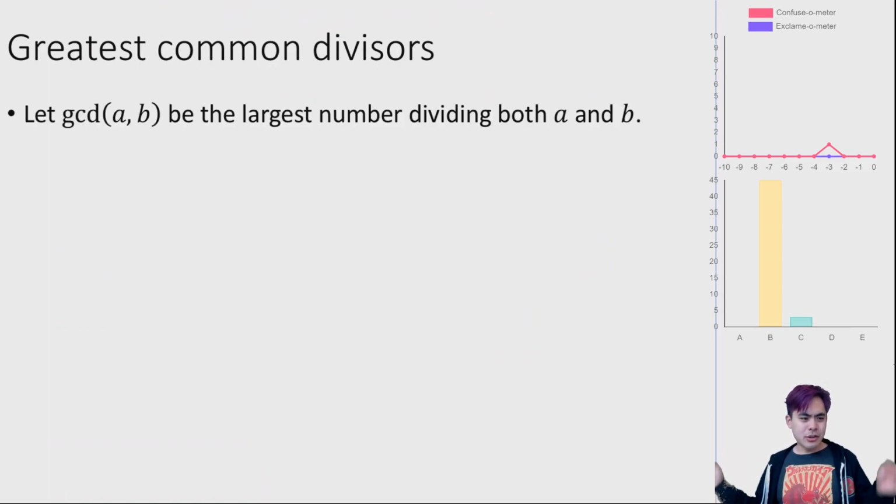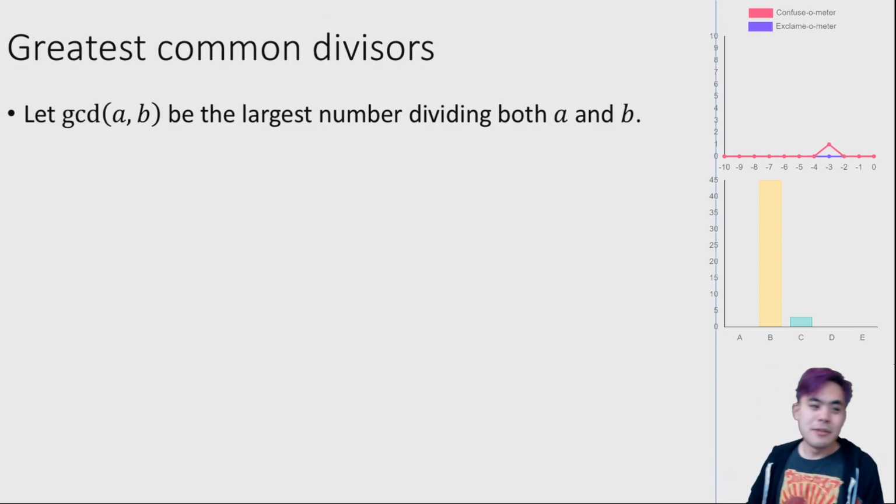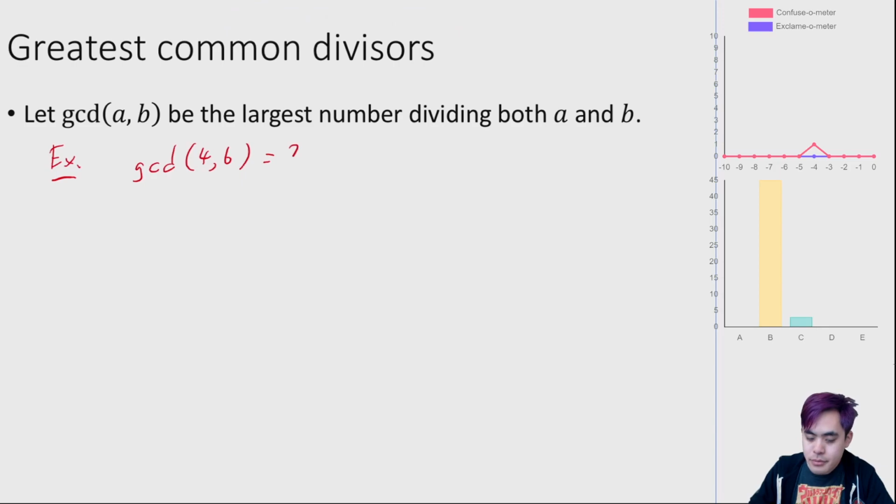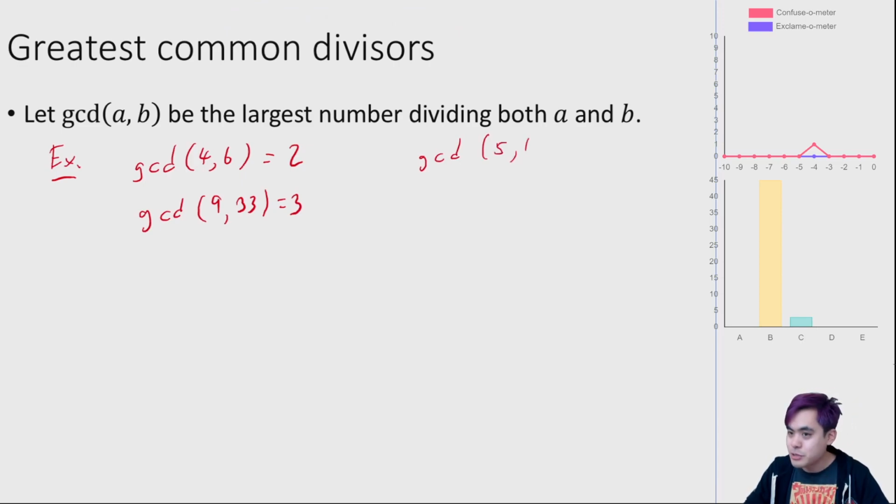Let GCD of A and B, the greatest common divisor, be the largest number dividing both A and B. As an example, the greatest common divisor of 4 and 6 is the biggest number that divides both of them, which is equal to 2. The greatest common divisor of 9 and 33 is equal to 3. The greatest common divisor of 5 and 10 is equal to 5. So sometimes it's one of the numbers themselves. The greatest common divisor of 1 and 5 is equal to 1.